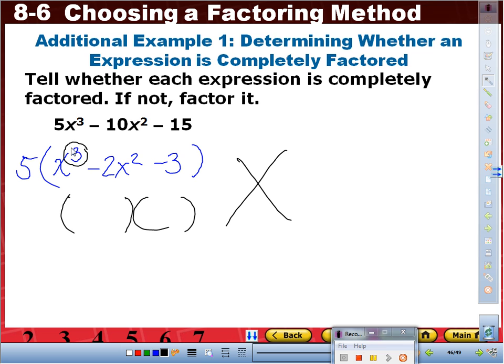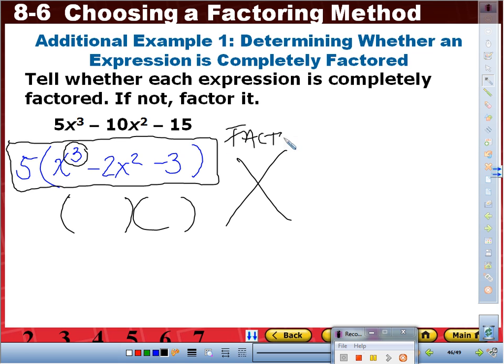Because this is a what? An exponent of what? 3. And what were we looking at? Highest degree is 2. That's why this technique will not work with that. Therefore, since we cannot find a pattern and we cannot factor using our techniques, we are done. You box this and you label this factored.